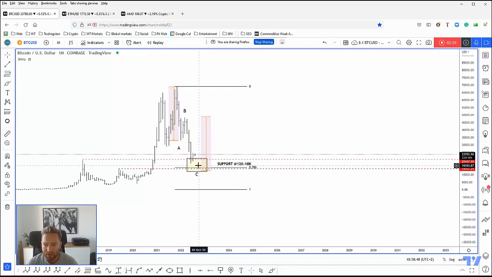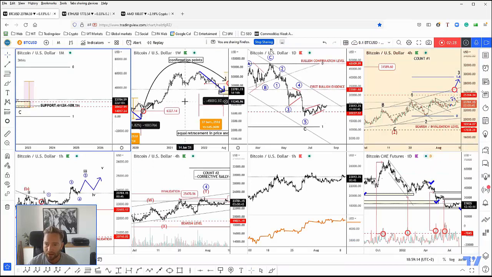So I think that we could be trying to build a base here, very nice support definitely here at previous swing highs around 20,000. But if we suddenly break to a new low, then watch out for the next big support around 14,000, where you have also this swing high back from 2019, and also where wave C equals wave A. So generally speaking, I think that this is quite an interesting zone, but of course volatility is huge here on cryptocurrencies.